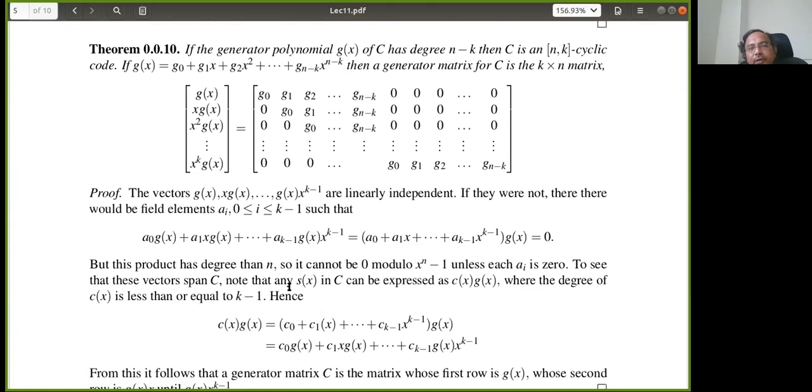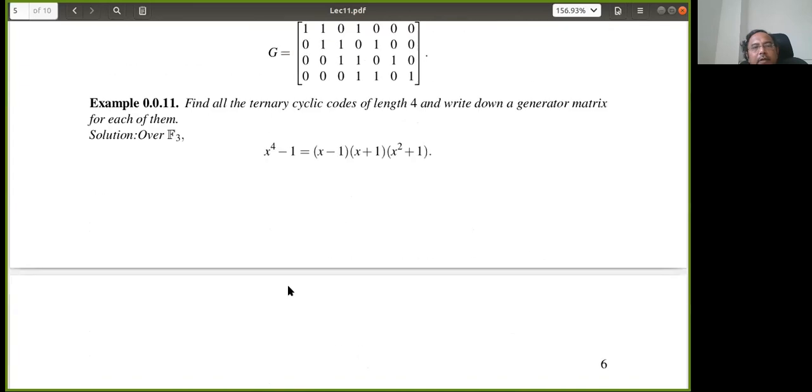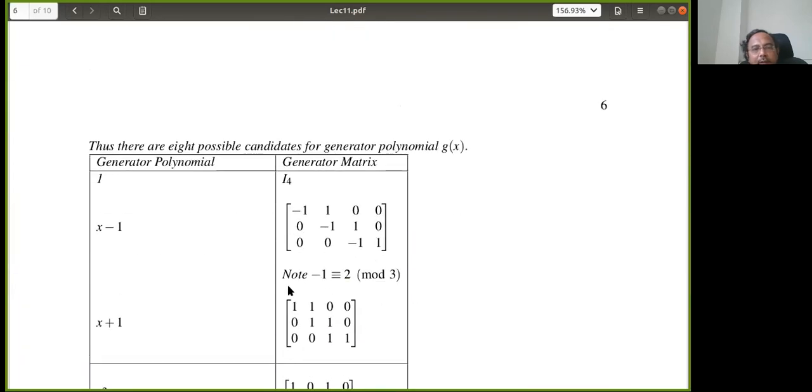So 0, 1, 0, 0. So x square is 0, 0, 1, 0 and x cube is 0, 0, 0, 1. Okay, that's why it is the entire identity matrix.